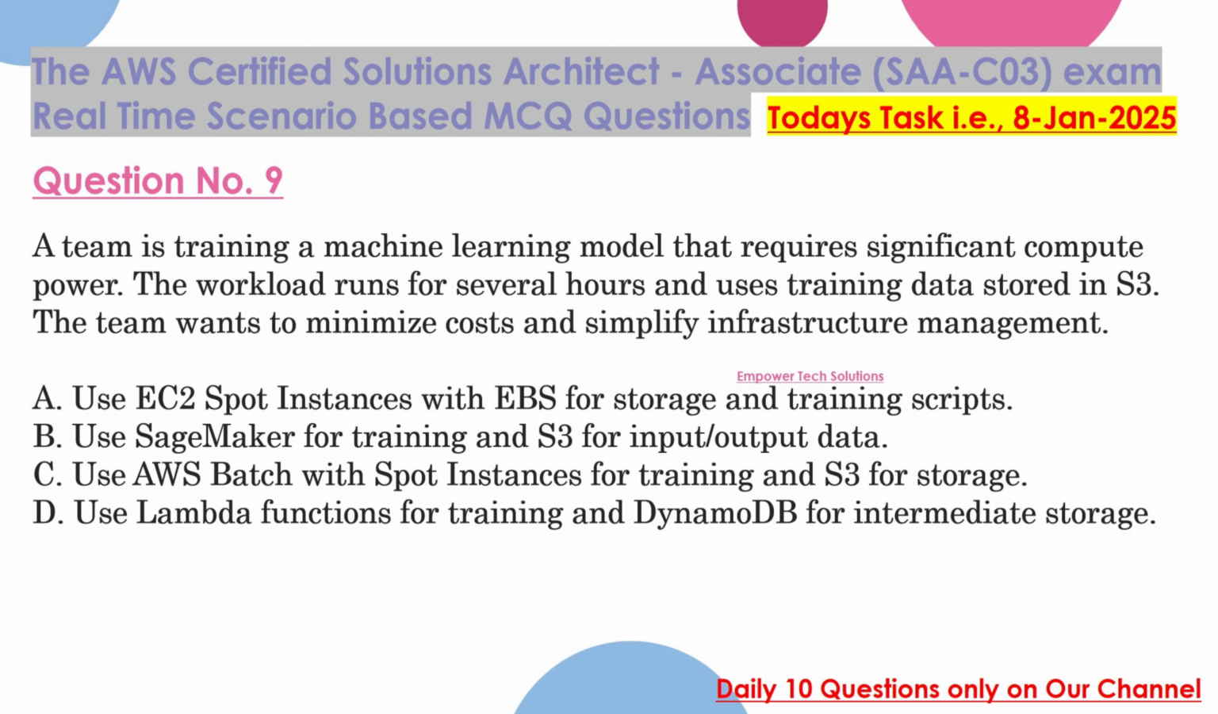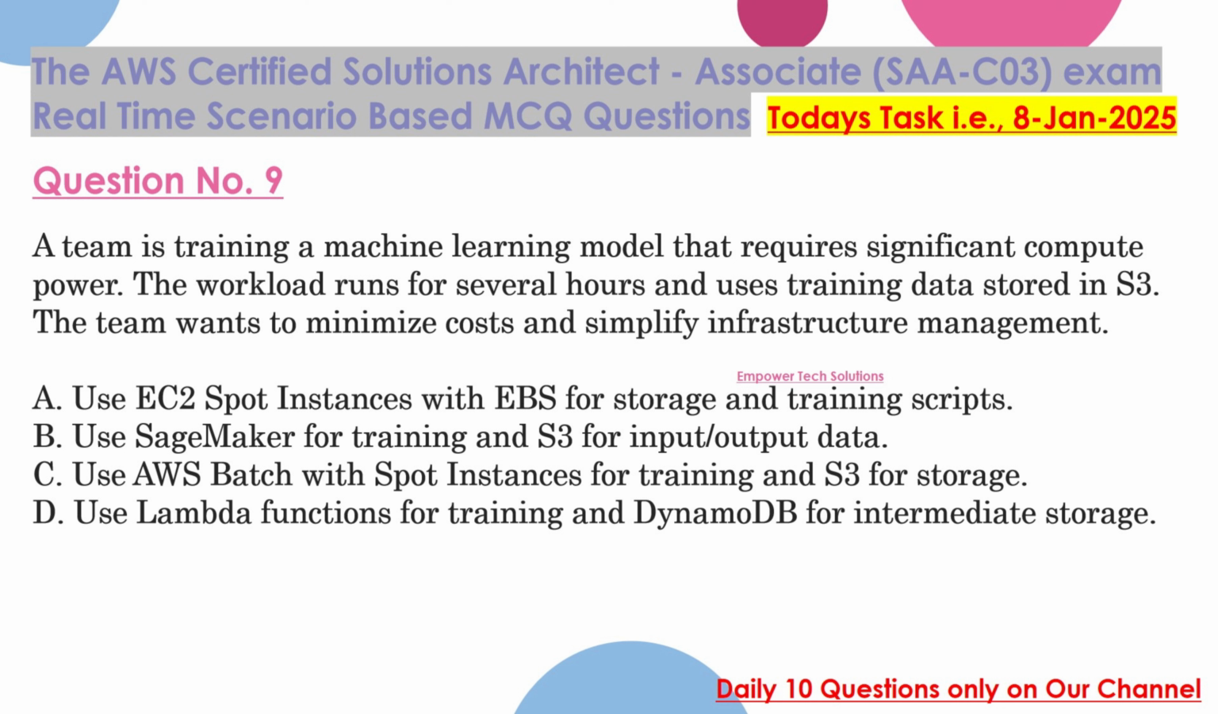A team is training a machine learning model that requires significant compute power. The workload runs for several hours and uses training data stored in S3. The team wants to minimize costs and simplify infrastructure management. A. Use EC2 Spot Instances with EBS for storage and training scripts.